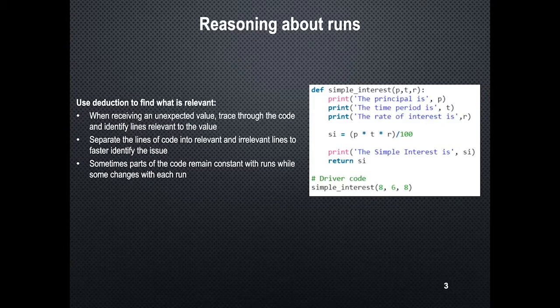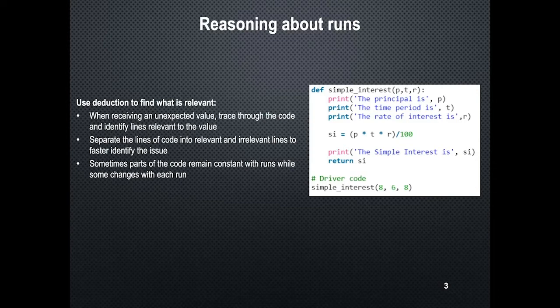All right, so reasoning about runs. Use deduction to find what is relevant. When receiving an unexpected value, trace through the code and identify lines relevant to the value. Separate the lines of code into relevant and irrelevant lines to faster identify the issue. Sometimes parts of the code remain constant with runs, while some changes with each run. On the right, we have an example of this being put into practice.